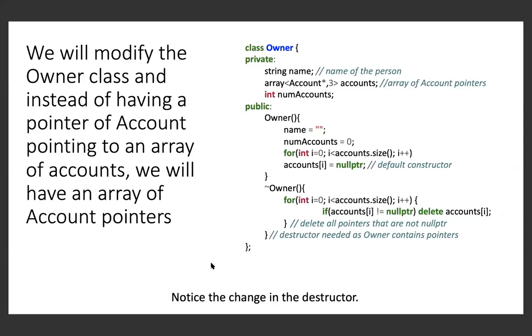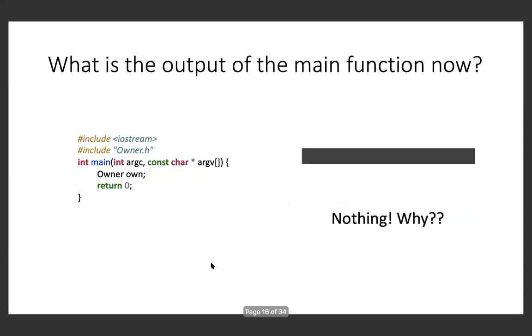Any questions so far? So if we run the same exact example, we will find out that there's nothing in the output anymore. Before, we had three calls to the regular constructor of account. In this case, we have 0.